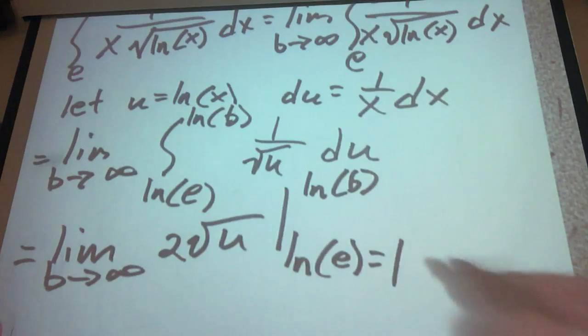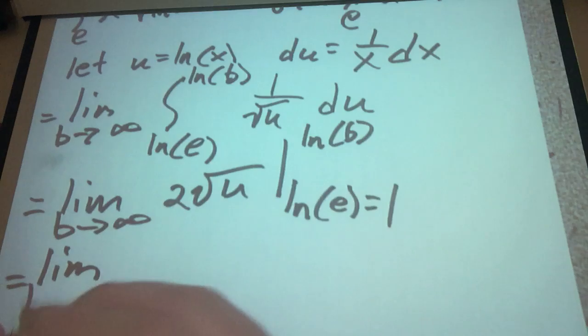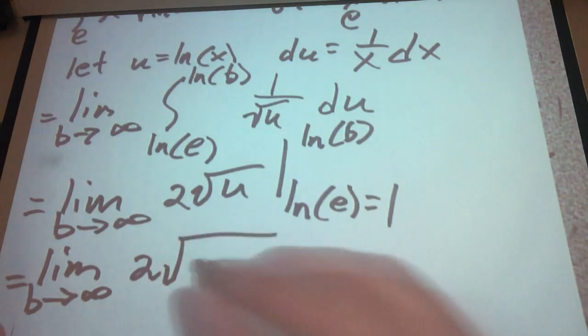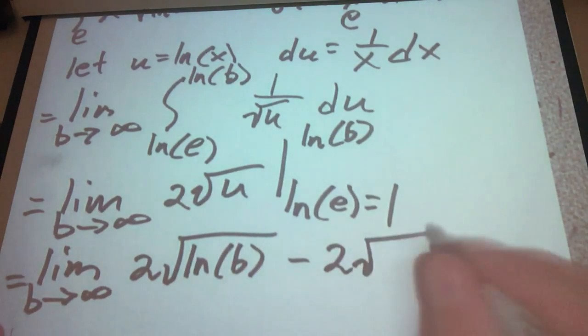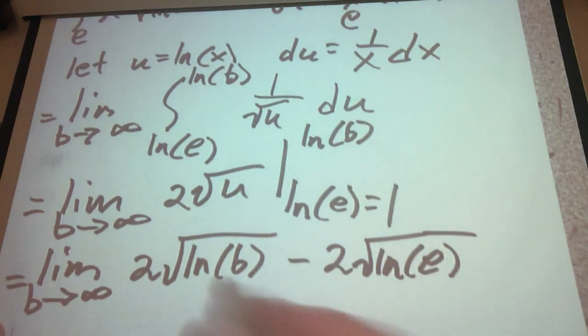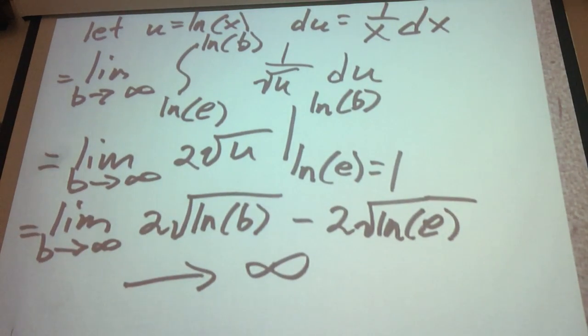Let's just go ahead and say that equals 1, okay? And so that's going to equal the limit as b tends towards infinity, and that's going to be 2, now root, natural log of b, minus 2 root, natural log of e, well that's 1 and I already said that, but that would tend towards infinity. Okay, so they're similar rules, slightly different domains, but the relationship towards p integrals is the same.